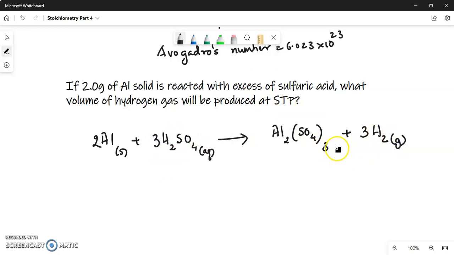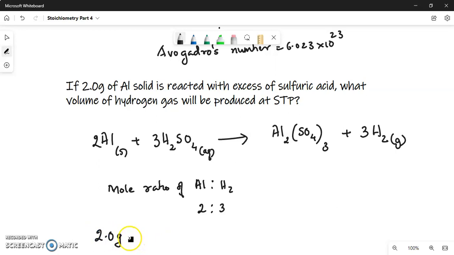Alright, so we have the balanced equation and we are told that sulfuric acid is in excess. Therefore, we do not have to consider the coefficient of sulfuric acid for our calculation. It is in excess. Aluminum is the limiting reactant. So we just need to know the ratio between aluminum and hydrogen. So the mole ratio of aluminum to hydrogen is 2:3.